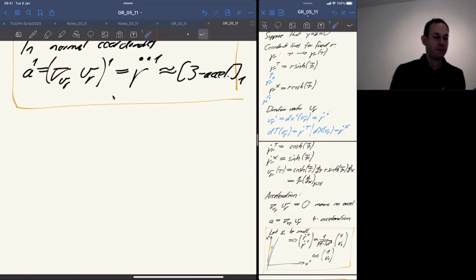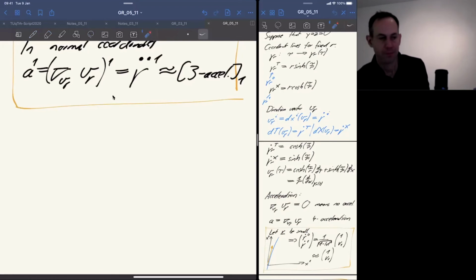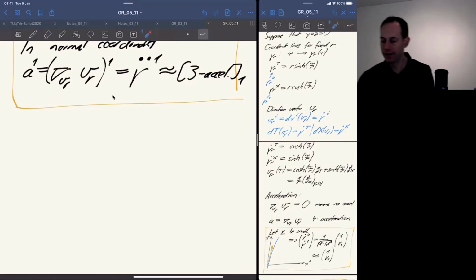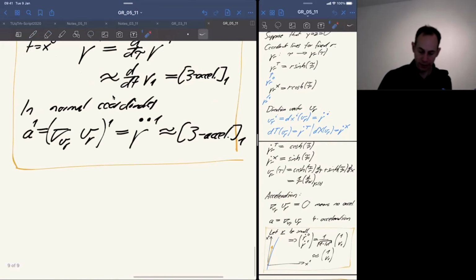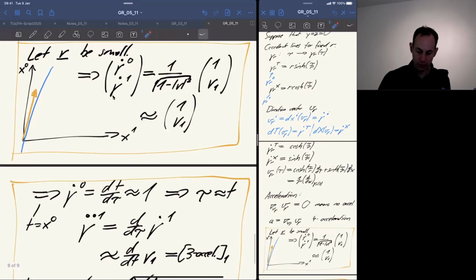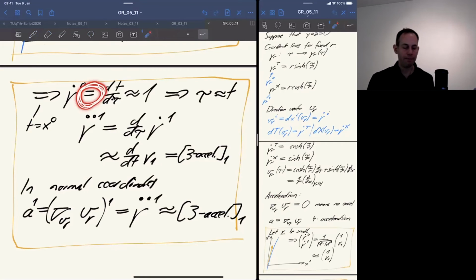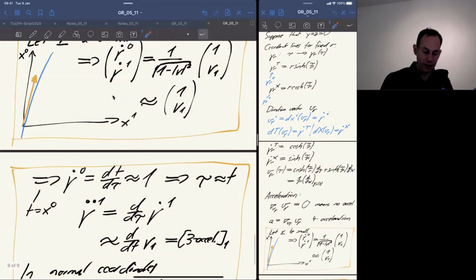There's a small question. Why is gamma dot 0 equal to dt over d tau? I guess this refers to the normal coordinates. Yes, right. Okay, so I guess the question refers to, okay. So is the question about this equality? I guess so, yes. Okay. Yeah, so this just comes from the fact that in normal coordinates, the x0 direction is what we usually perceive as the time.